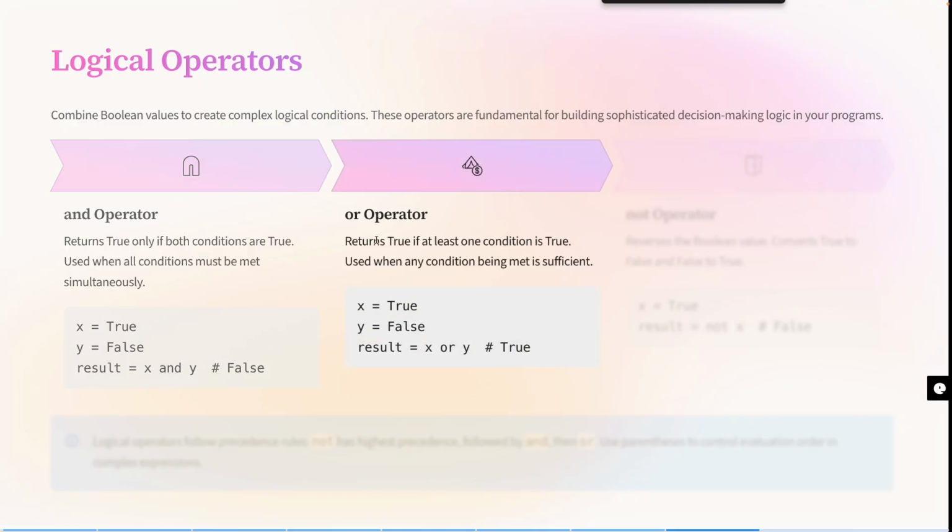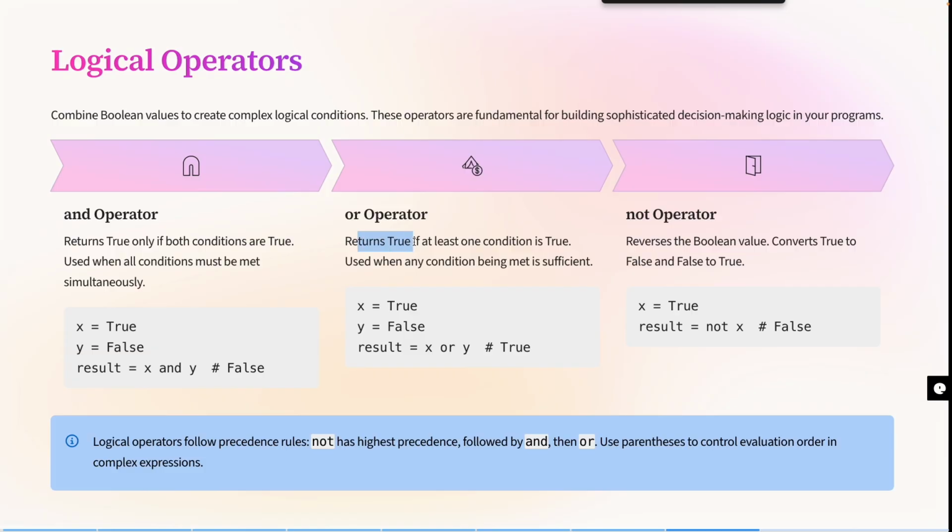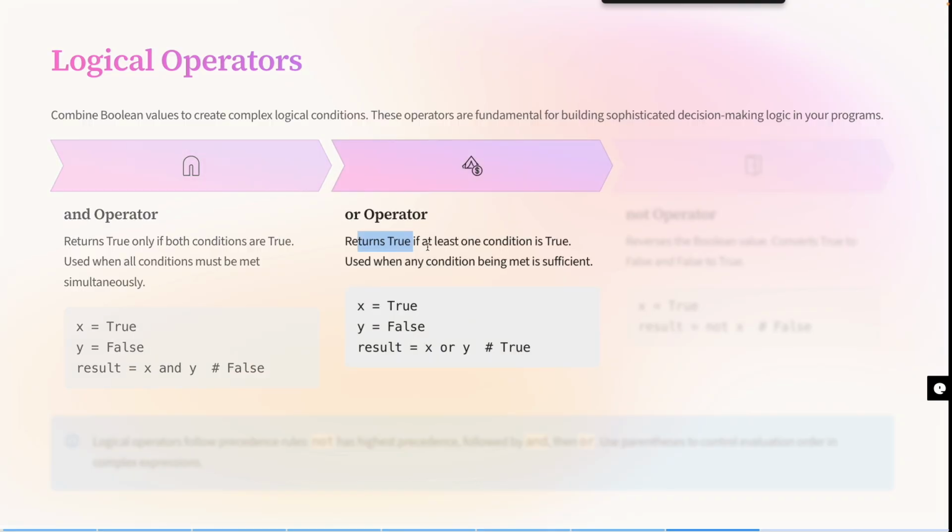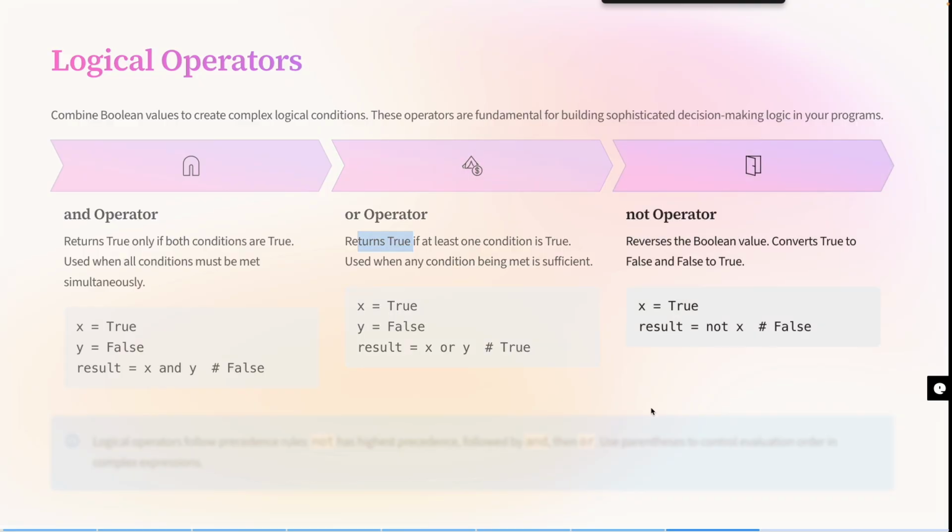The or operator returns true if at least one condition is true. It is used when any condition being met is sufficient. X is equal to true, y is equal to false. As you can see over here, the result will be true if at least one condition is true. We have x equal to true, so one condition is true, and we got a result of true.